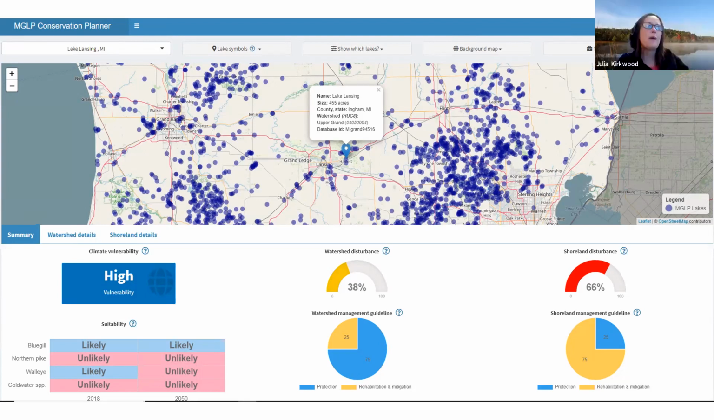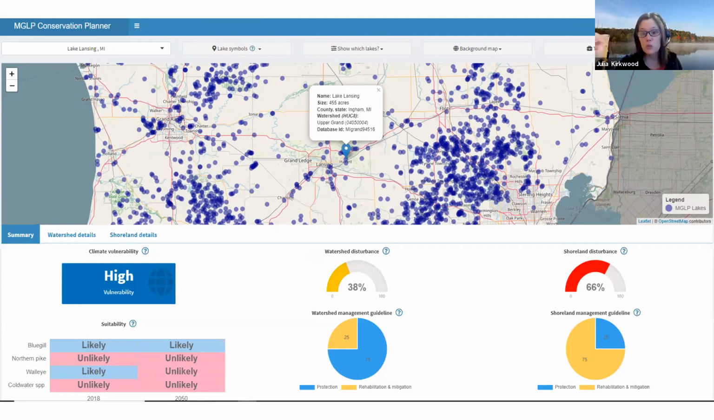And so how we came up with this for Lake Lansing is we look at two different things that are really critical to look at: the watershed level disturbance and the shoreline disturbance. When you look at the shoreline disturbance, you're looking at the first 100 meters from the lake edge and back. The watershed is all of the land area that drains into Lake Lansing.